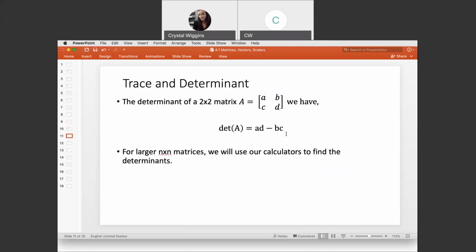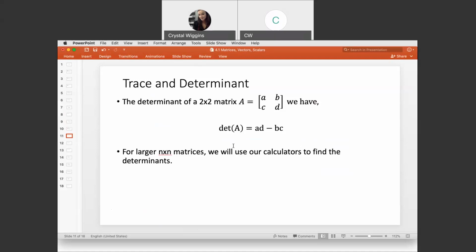Now, the determinant of a 2 by 2 matrix has a very easy formula, but for larger matrices, we will have to use our calculators in order to calculate the determinants. And once you see where all your matrix menus are in learning the basic operations and how to put a matrix into your calculator, you will be able to see these commands. So DET is a command in the matrix menu, and you would just take the DET of a matrix you created in order to find the determinant of something larger than a 2 by 2.